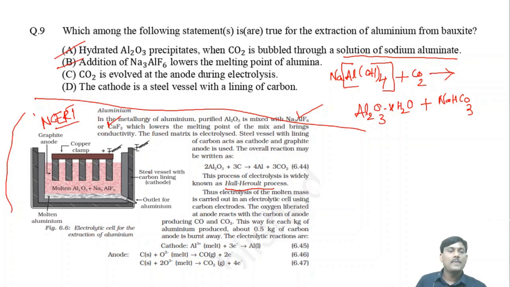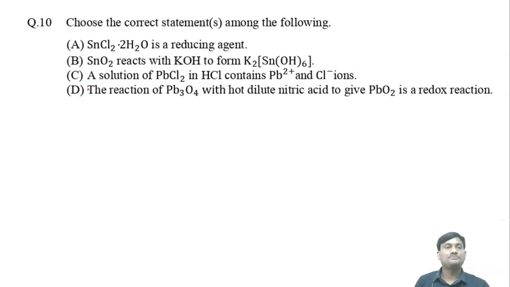Okay, if you take anode and cathode, what is the anode? In this case, graphite is the anode, and a steel vessel with carbon lining is the cathode. At the anode, C plus O2- gives rise to CO plus 2 electrons, and it reacts with another O2-. Finally, there is a formation of CO2 at the anode. This one is also correct. The cathode is a steel vessel with a lining of carbon. This one is also correct. So all four are correct. A, B, C, and D all are correct in this.